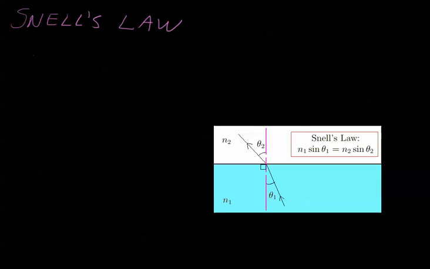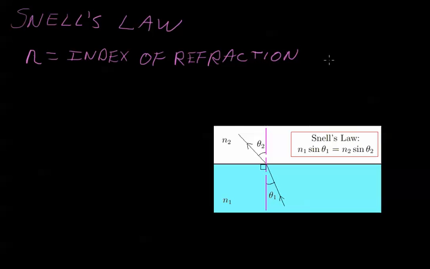The lowercase n, that is the index of refraction. The index of refraction. This index of refraction is how much a light wave will bend or slow down as it goes from one medium to another. The greater n is, the greater the bending.